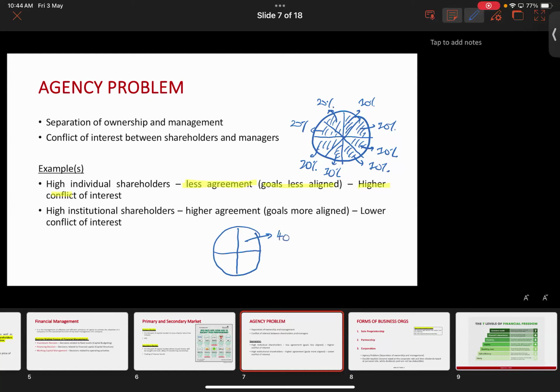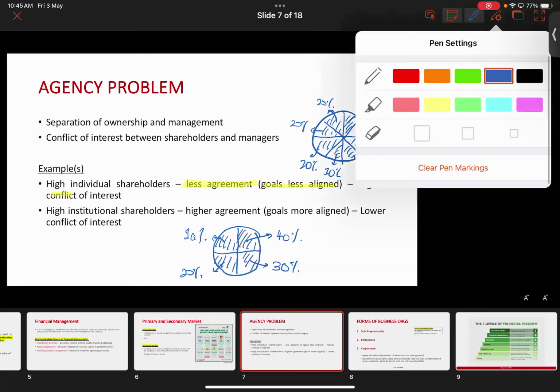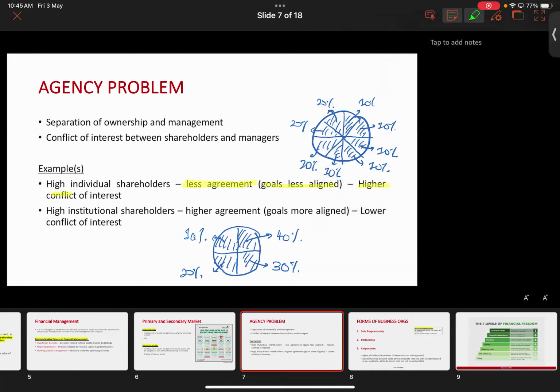Like let's say this one has 40% of the share, this one has 30%, this one has 20%, and this one has 10%. So you see, some of them have a larger portion of the shares. So if the business has more institutional shareholders, there will be higher agreement, because it is easier to align their goals with fewer people. Less conflict of interest. So these are just some agency problems.